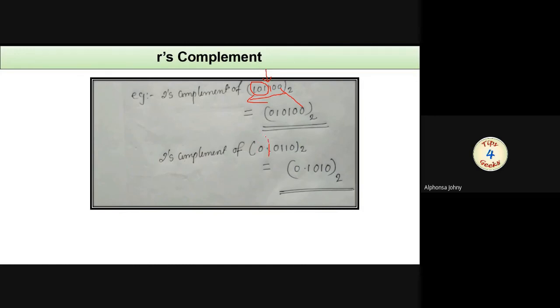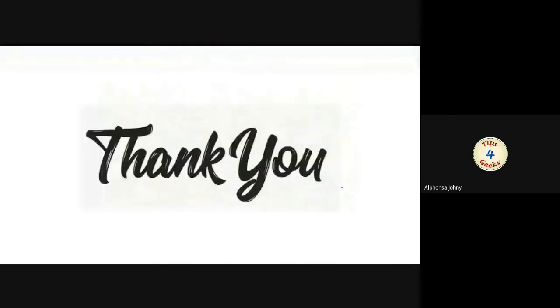Assume only this much, that is 0.0110 to the base 2. The first non-zero digit, or 1, is this one. So up to this one, we have to copy to the final answer, that is 1 0 as it is. Then we have to replace this 1 with 0 and this 0 with 1. So the answer will become 0.1010 to the base 2. Thank you.